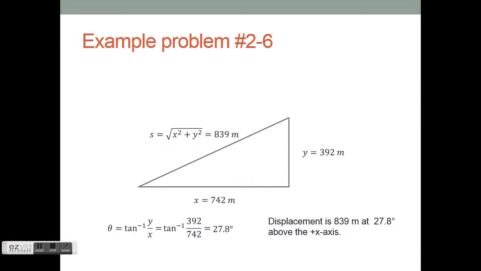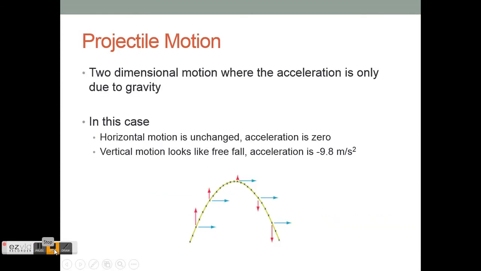So that gives us a quick overview of some two-dimensional problems. What we'll look at in the next section is a special type of two-dimensional problem called projectile motion, where the acceleration is just due to gravity.